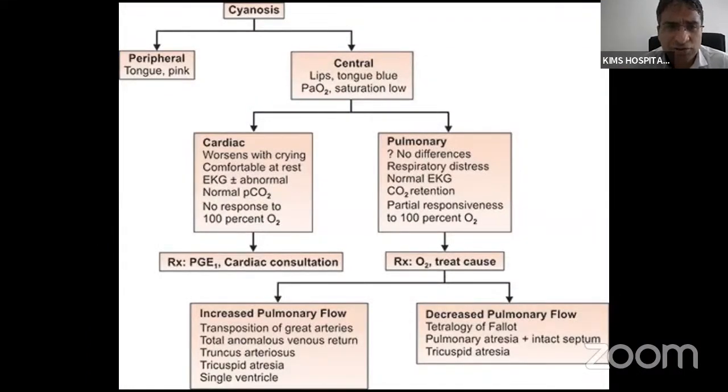So cyanosis, if it's peripheral, you will see on the tongue and it will be pink. Tongue will be pink. In central cyanosis, the lips and tongue are blue, and PO2 saturation is low. Cardiac cyanosis usually worsens with crying because of the more demand. But with pulmonary, it may or may not improve with the crying. But sometimes, the traditional teaching is that when you take a deep breath in crying, it will improve.